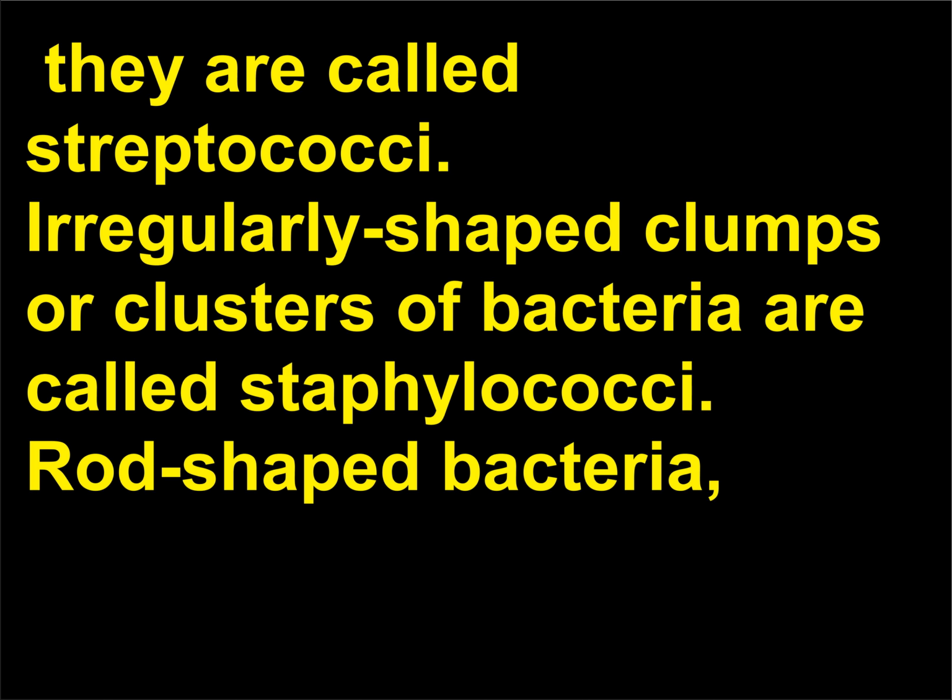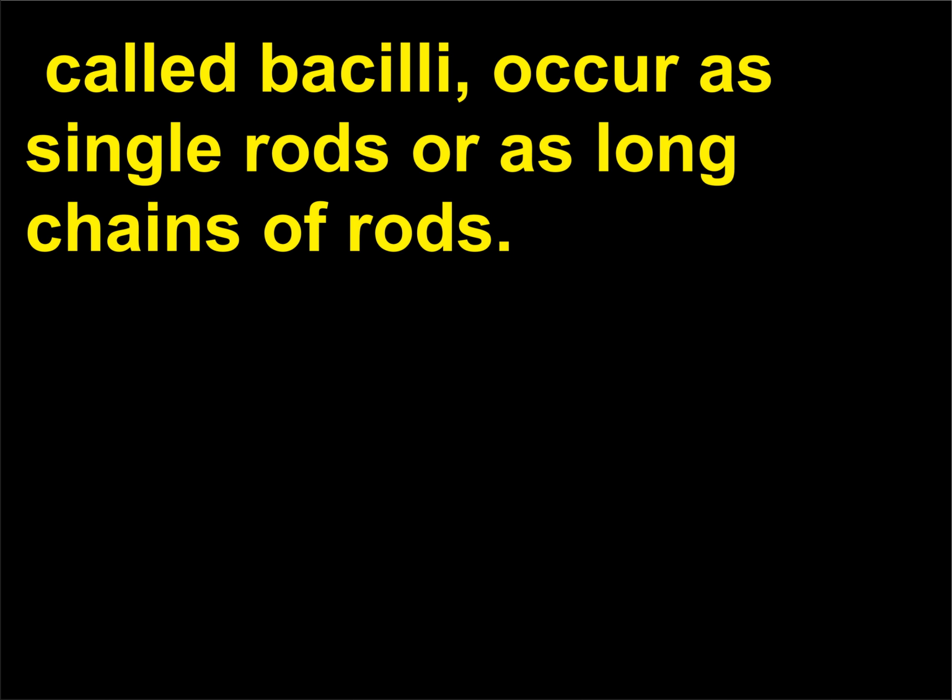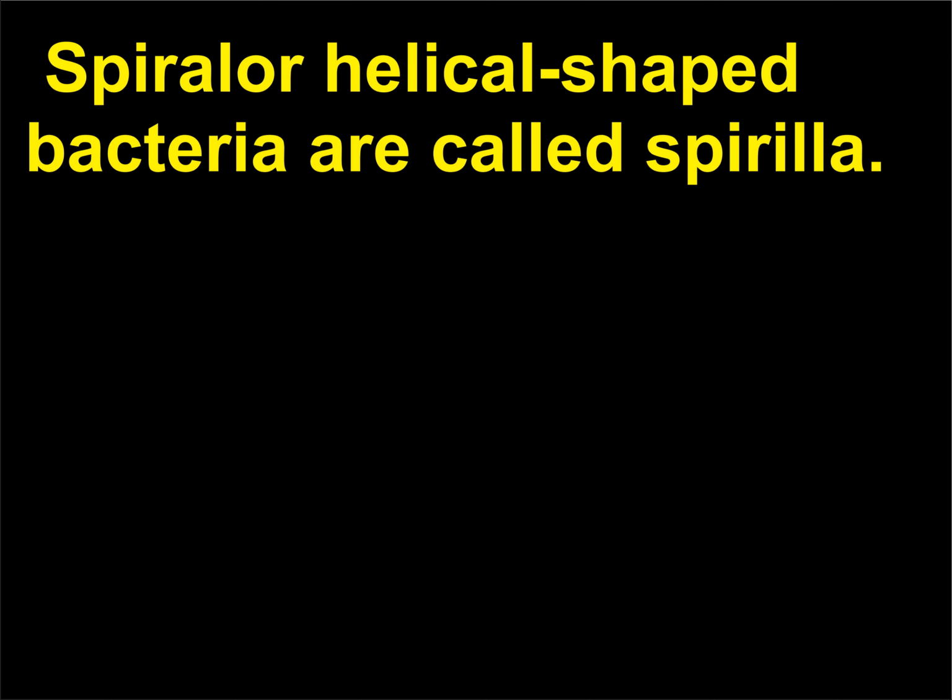Rod-shaped bacteria, called bacilli, occur as single rods or as long chains of rods. Spiral or helical-shaped bacteria are called spirilla.